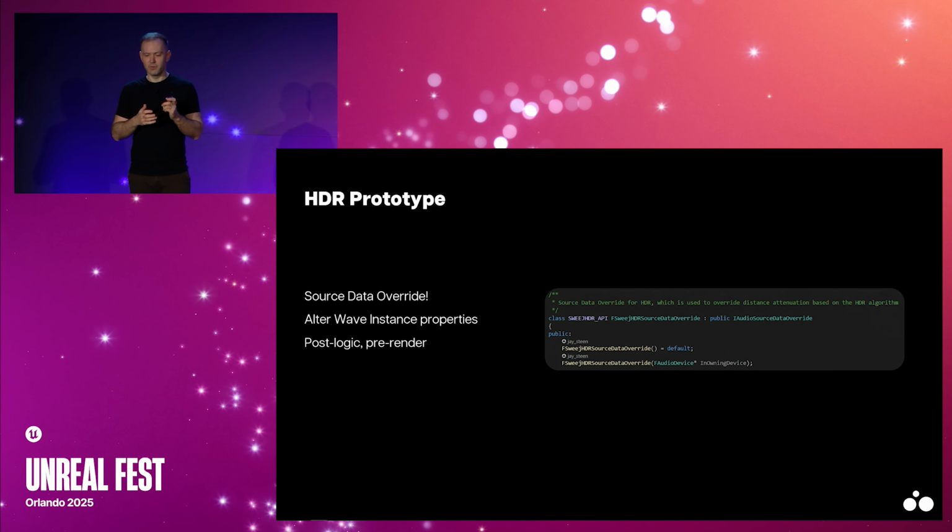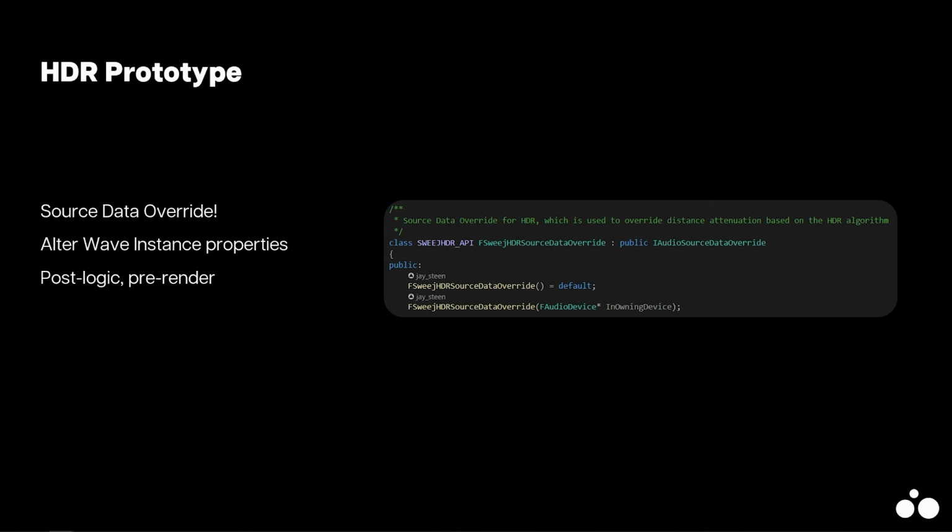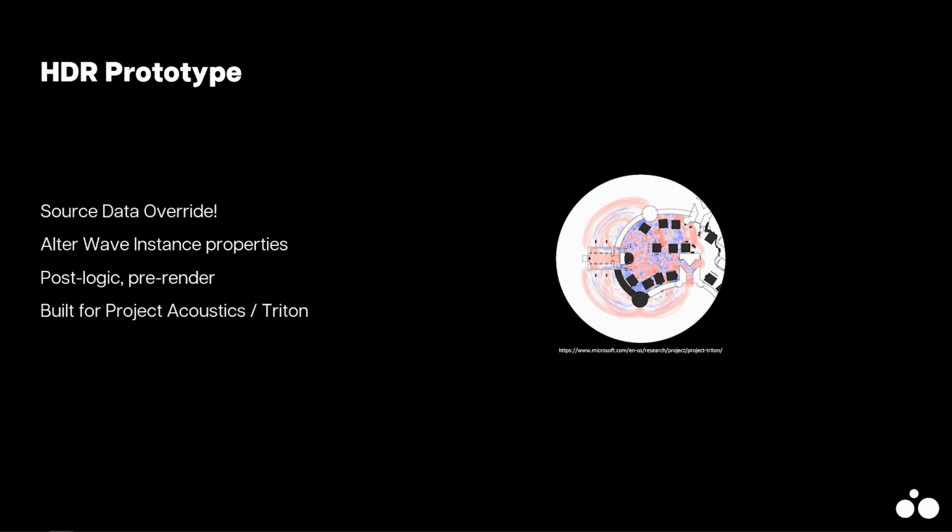And these are applied post-logic, but pre-render. So you don't get any problems with data being stomped, and you don't get feedback loops, because all these overrides just go away every single render frame, and you have to reapply them. So it's very safe in that regard. And this is a little cool GIF of Project Acoustics, which it was made for. And this ended up being the architecture we shipped with. This extension is really powerful because you can basically do anything to running sounds with it.